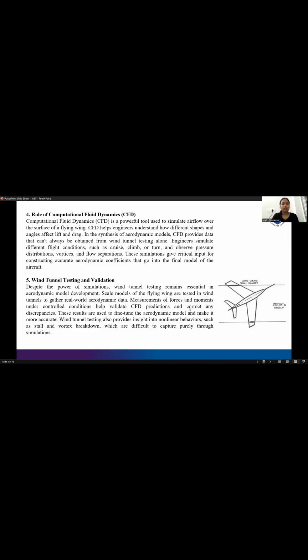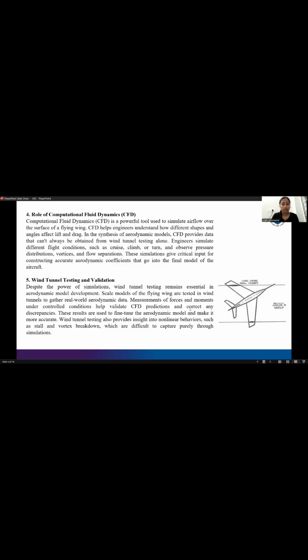Wind tunnel testing and validation. Despite the power of simulation, wind tunnel testing remains essential in aerodynamic model development. Scale models of the flying wing are tested in wind tunnels to gather real-world aerodynamic data. Measurements of forces and moments under controlled conditions help validate CFD predictions and correct any discrepancies. These results are used to make the aerodynamic model more accurate.